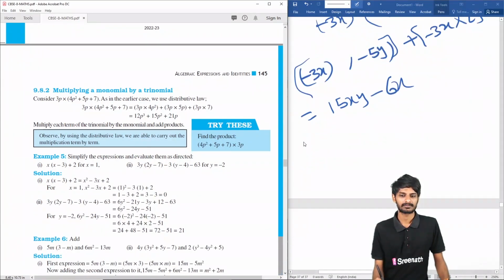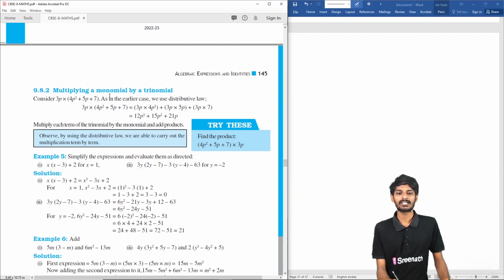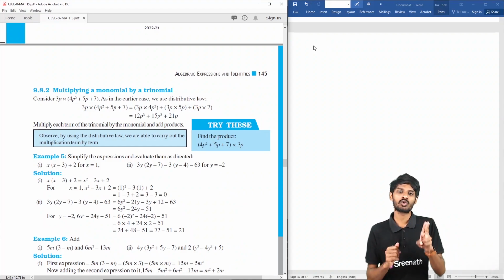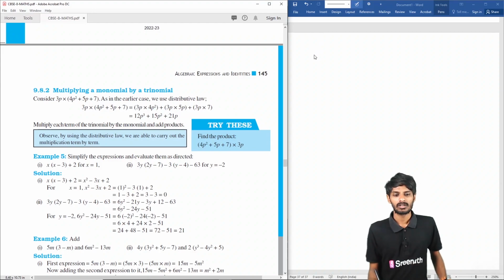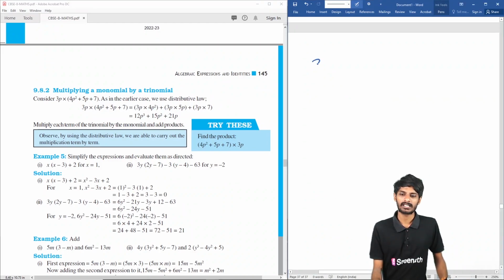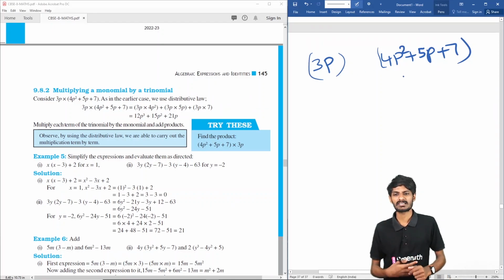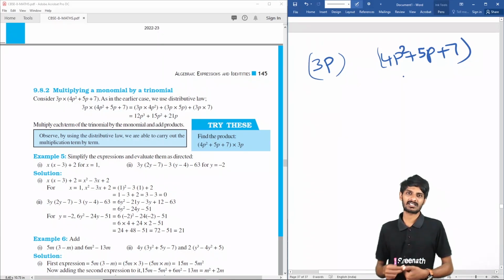Next, how to multiply a monomial by a trinomial. Okay, students, we have discussed the monomial with a monomial, and the monomial with a binomial, and now the monomial by a trinomial. The process is the same. See here we are taking the monomial as 3p and the trinomial is 4p square plus 5p plus 7. So how to do this task?